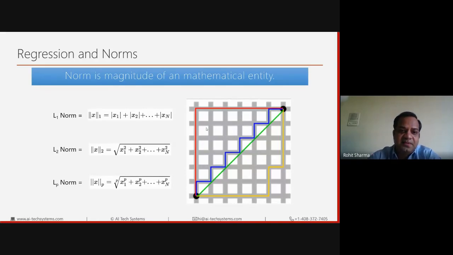And these are some of the norms that are used as part of regression: L1 norm, L2 norm, LP norm. What the L1 norm is, essentially, given two points, is the summation of absolute values. An L2 norm is essentially your Euclidean distance. An LP norm is a generalization of the L2 norm for a pth power.